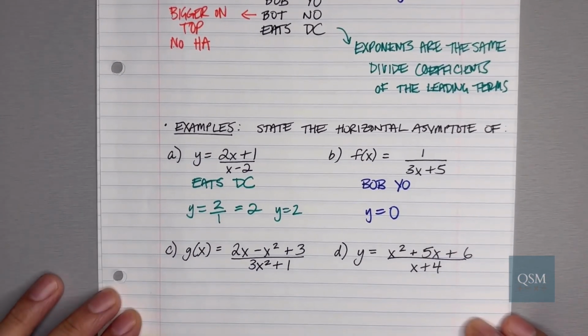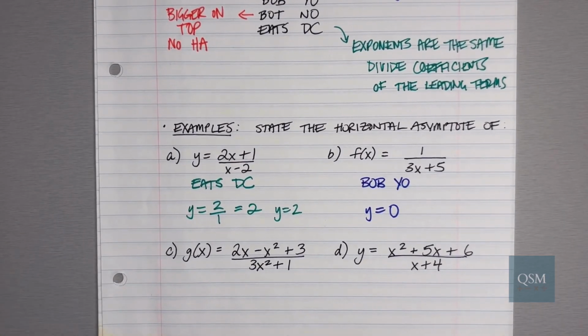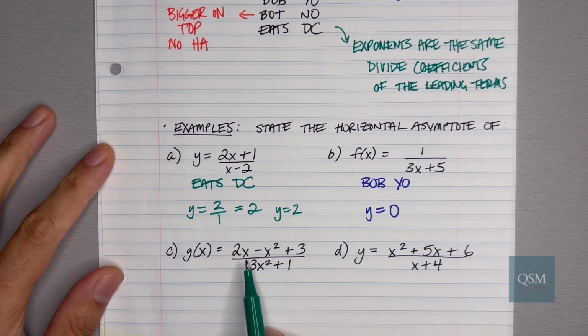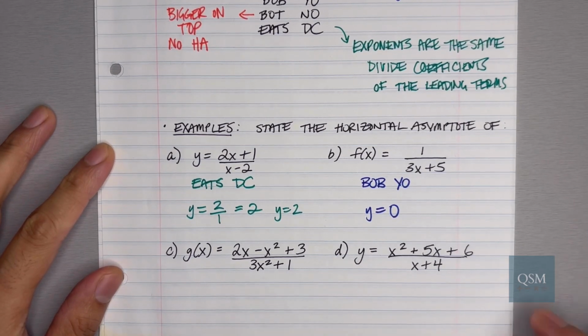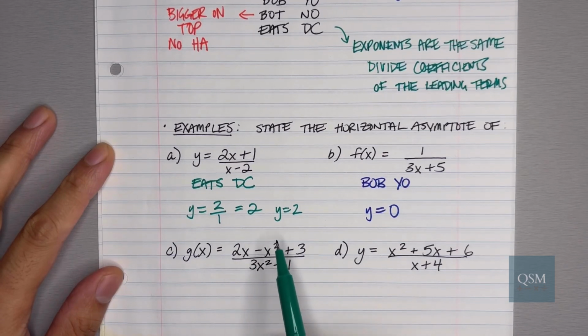Let's have a look at C here. So this one's a little bit trickier. Our terms are not in the usual order that we see them. So we have 2x minus x squared plus 3 on top, and 3x squared plus 1 on the bottom. So which of the three situations is this? Well, our leading term on top is actually this one right here, negative x squared. And our leading term on the bottom is 3x squared. These are the two terms with the highest exponents, and they both have exponent 2. So we have degree 2 on top and bottom.